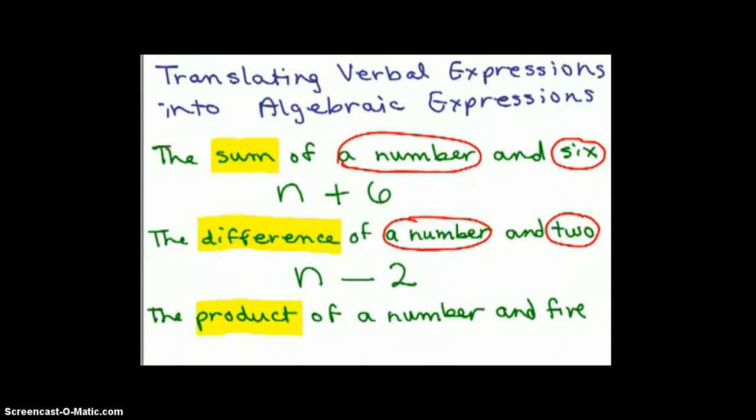How would we write the product of a number and 5? Product means multiplication. So when you see the word product, you have to associate that with multiplying. We've got a number and 5. So how would we write a number and 5 multiplied together? Well, you could say n times 5, right? Often you would write this as 5 times n. And the most simplified way of writing it is, when you have a dot between a variable and a number, you could just put it together and write it as 5n.